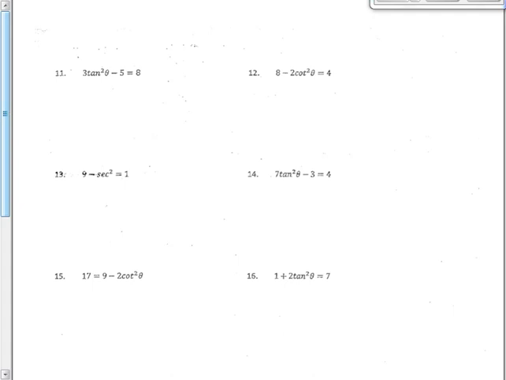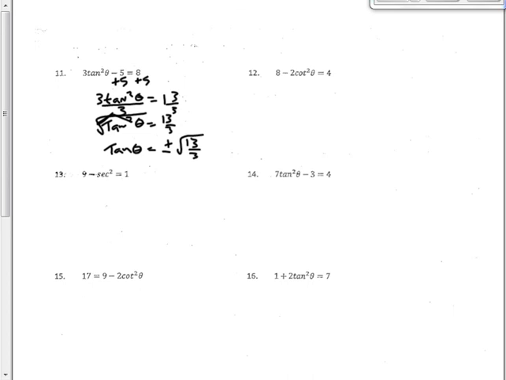All right, so let's take a look at just number 11. For no particular reason, any one of these is going to work out just fine. I want to solve this as if it was 3x squared minus 5, so I want to add 5 to both sides. 3 tangent squared theta is equal to 8 plus 5, and then divide by 3. Tangent squared theta is equal to 13/3. Take the square root to get rid of the squared, so tangent theta is equal to plus and minus the square root of 13/3.